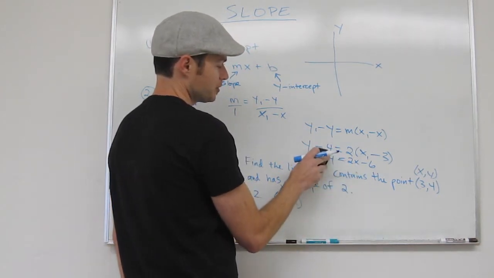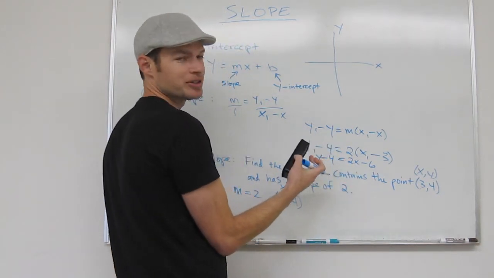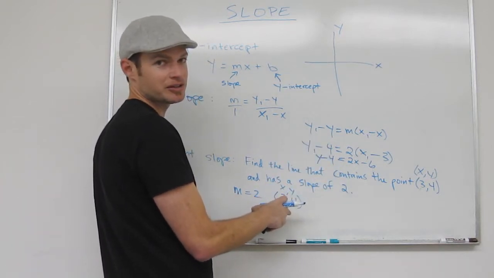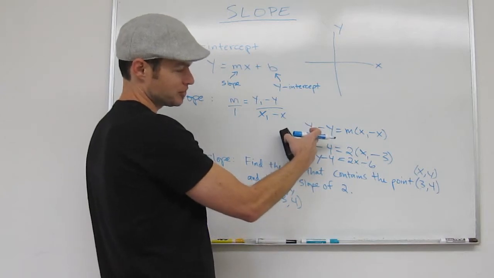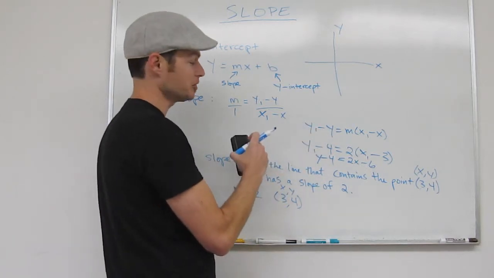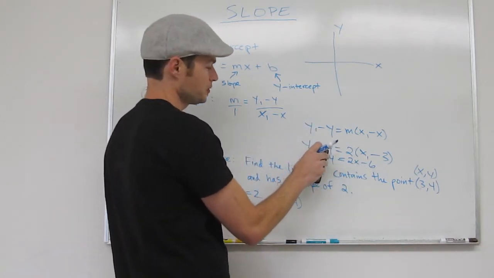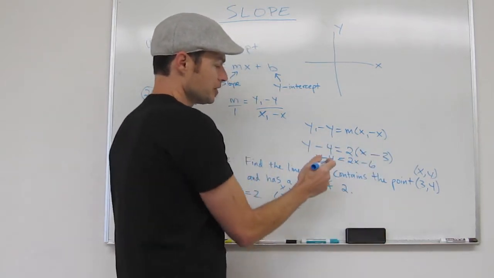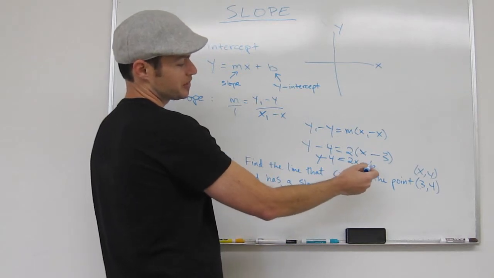Now if you notice, I just got rid of these 1's right here. The 1 is sort of like a placeholder. It's just to show you that we have something that's different from what these numbers are down here. It doesn't really matter. Sometimes you'll see this written with a 1, sometimes it'll be written with just a y or just an x. So I'm just going to get rid of it to keep it simple. So we have y minus 4 equals 2x minus 6.